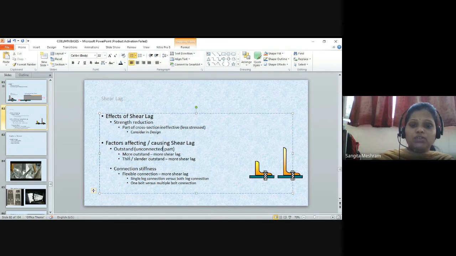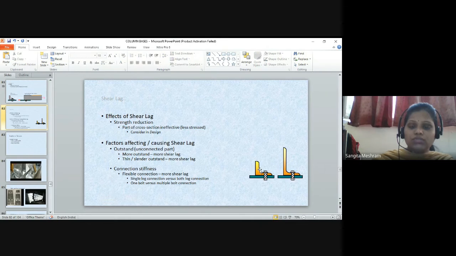More outstand, more shear lag. Just see the first and second member. In the first member, this is an equal angle and this is an unequal angle section. Angle sections basically depend on width and length. If the width and length of the angle section are the same, that is an equal angle section. If the width and length are different, it is an unequal angle section. We can use the equal angle section or unequal angle section. Now just see the second figure.